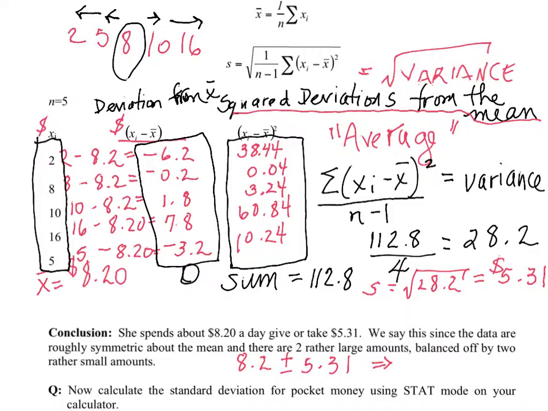The way I write this is 8.2 plus or minus $5.31. So I subtract 5.31 from 8.2, and then I add it, and I get a range of values that I can write down as $2.89, comma, $13.51. And these are the values within one standard deviation. And they cover, like we said, most of the values. Okay, so that's a good description of center and spread of a symmetric distribution.